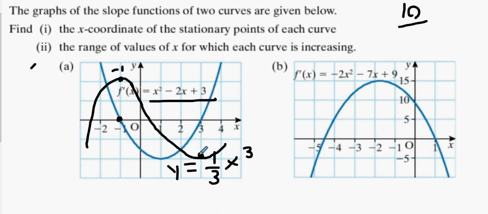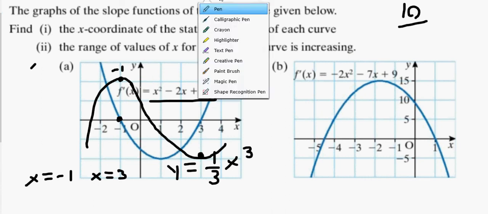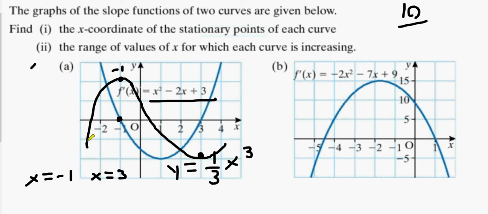3. Find the x coordinate of the stationary point of each curve. Well, in the first one, it's x equals minus 1 and x equals 3. And we get that? All right. Find the range of x values for which each curve is increasing. No bother. Okay. When is it increasing? Let's use the highlighter. Increasing in yellow, decreasing in blue. So where is it increasing?